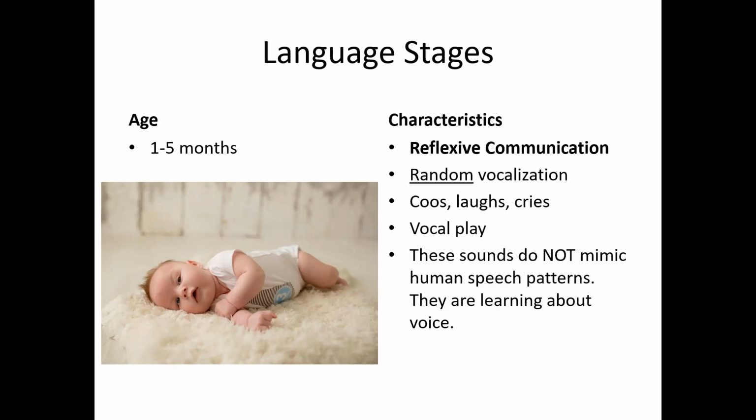So this happens between 1 to 5 months. It's about the age range. And it's when babies are cooing, they laugh, they cry, and they do vocal play. So sometimes you'll hear babies making really weird noises. And it doesn't necessarily always mean that they're happy or sad or whatever. Sometimes they're just seeing what they can do.